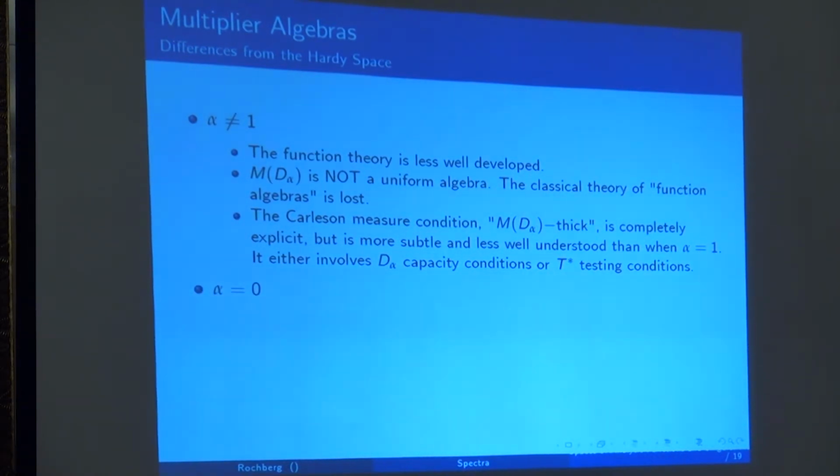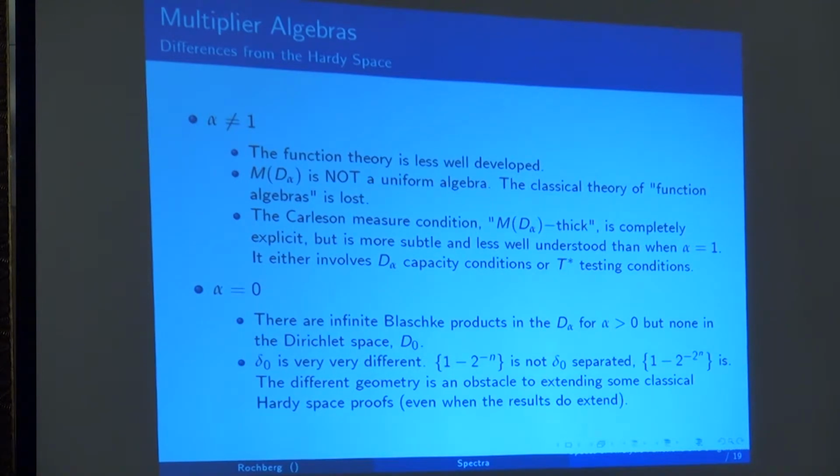When alpha equals 0, the Dirichlet space, the differences from the Hardy space are even more extreme. In particular, for the Hardy space, a lot of the function theory is built around Blaschke products. That's not true for these d alpha spaces, but there are Blaschke products inside the d alpha spaces. There are some, and they are of use. By the time you get down to the Dirichlet space, there are no non-trivial Blaschke products. The only inner functions in the Dirichlet space are the finite Blaschke products.